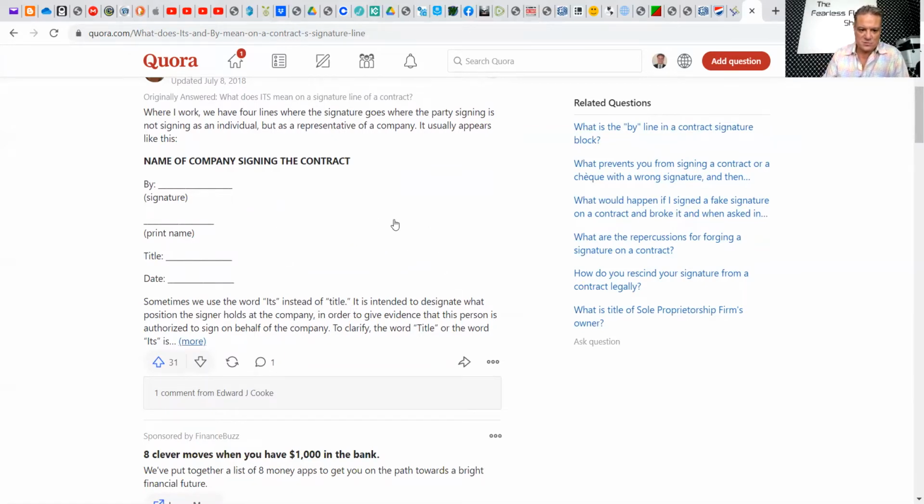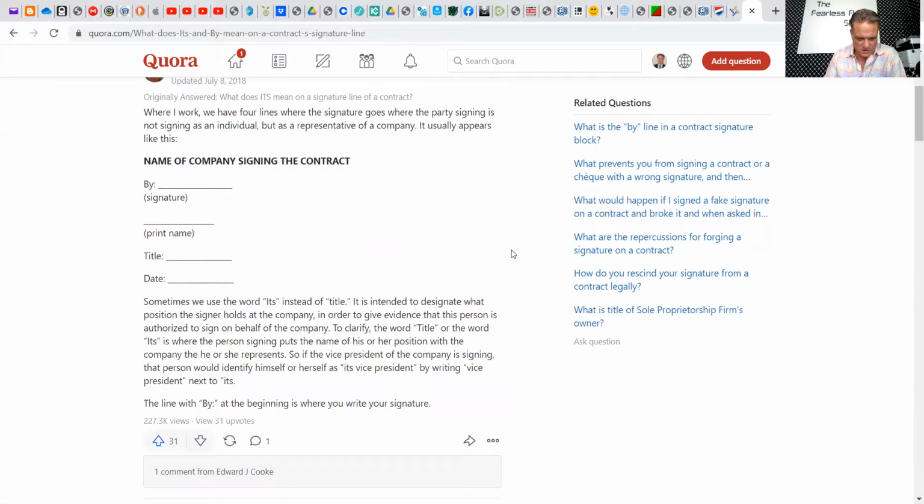It is intended to designate what position the signer holds at the company in order to give evidence that this person is authorized to sign on behalf of the company. To clarify, the word title or the word "its" is where the person signing puts the name of his or her position with the company, the one that he or she represents. So if the vice president of the company is signing, that person would identify him or herself as its vice president by writing vice president next to its. That makes sense. The line with by at the beginning is where you write your signature.